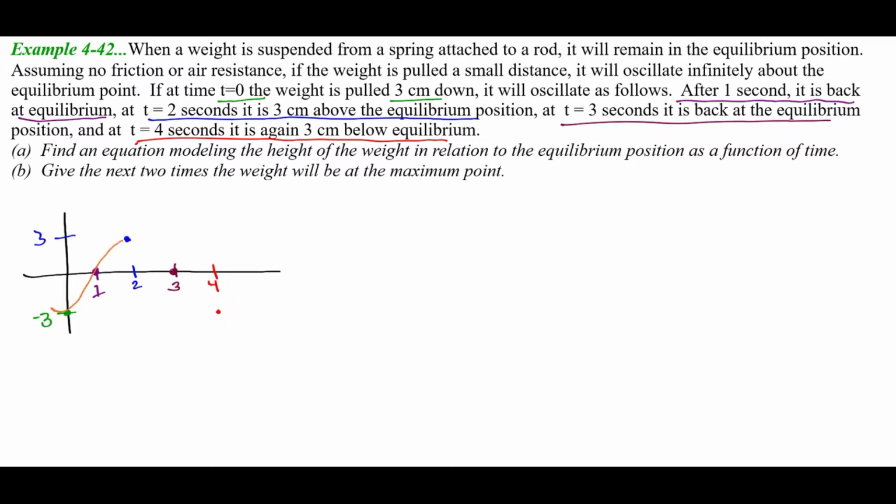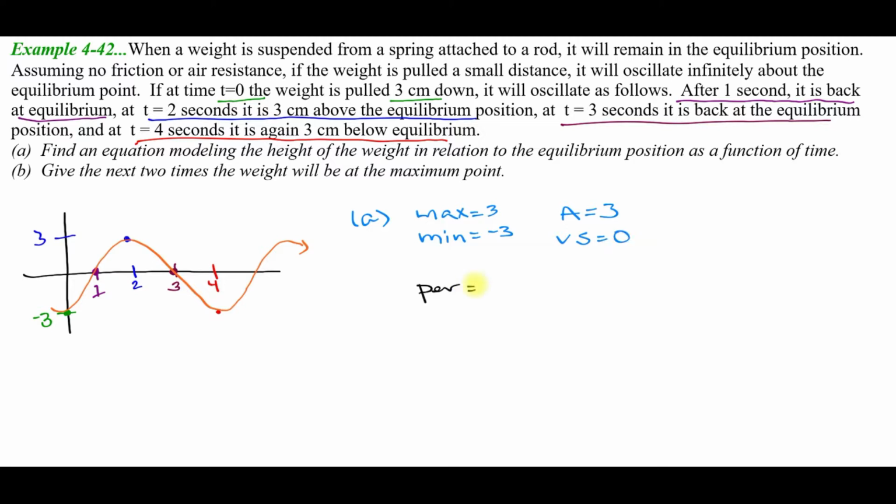So my motion looks something like this, and it would continue. So find an equation to model the height as a function of time. So here my max and my min are 3 and -3 respectively, which is going to give me an amplitude of 3 and a vertical shift of 0.